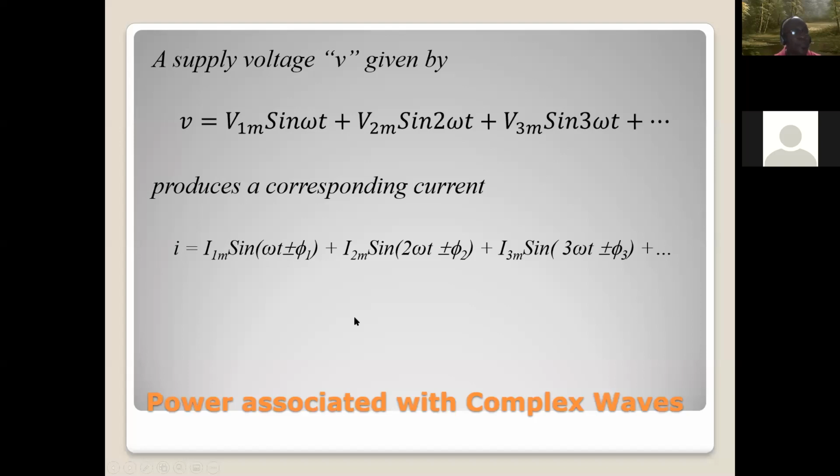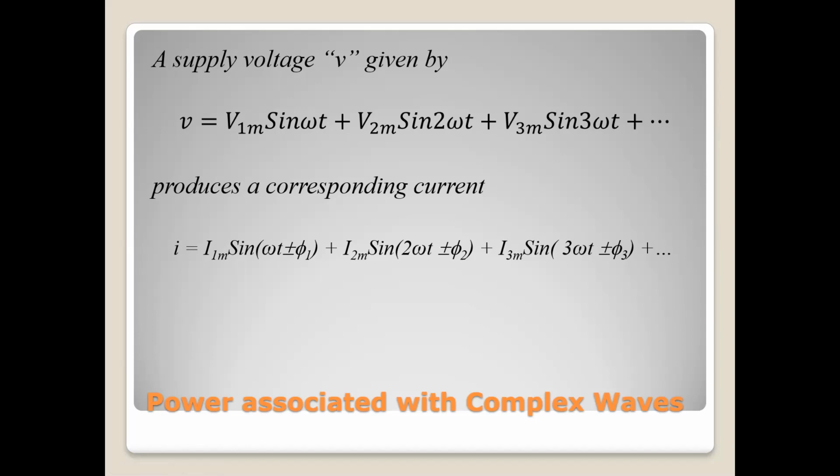All right, so we know what a complex wave is. We have spoken about frequency synthesis. We have spoken about harmonic analysis. We understand the use of Fourier series. We understand the various components within the Fourier series. And so we're going to pick up on that this evening by looking at power associated with complex waves. All right, so we're looking at power associated with complex waves.